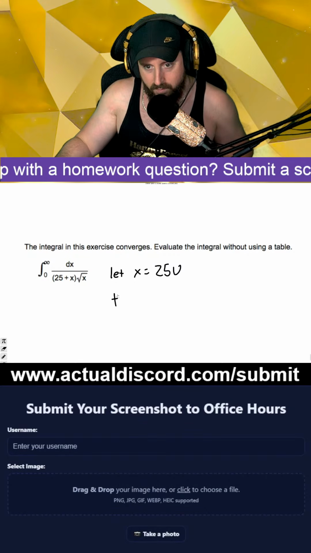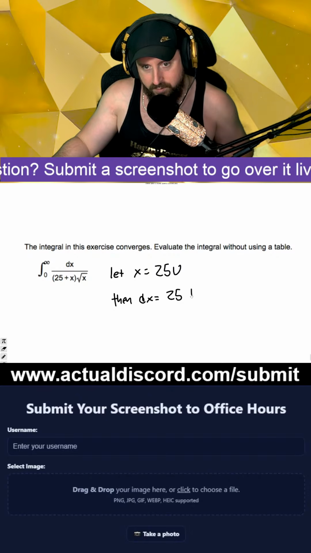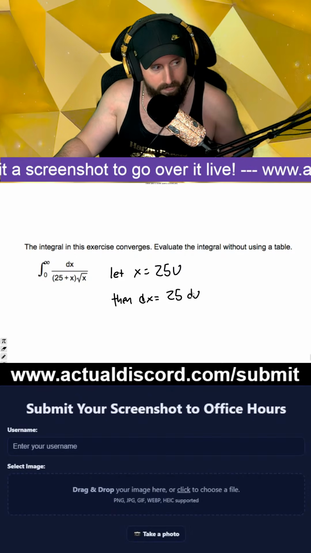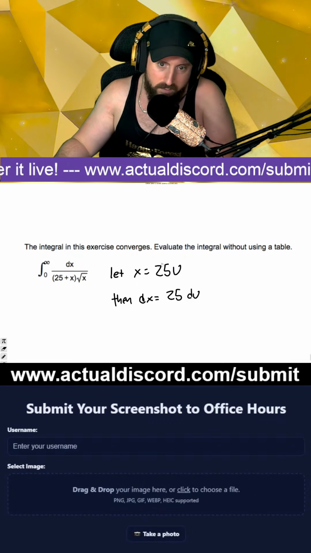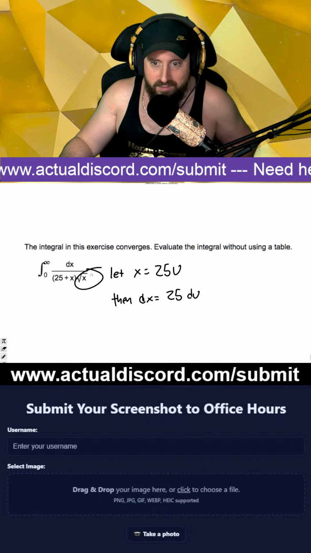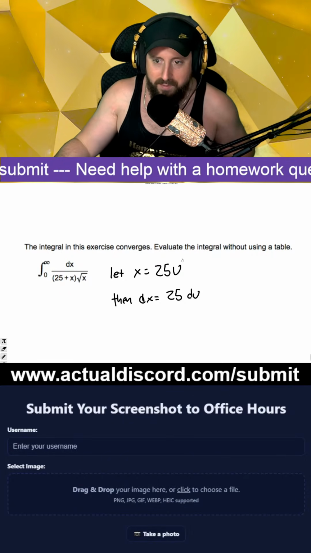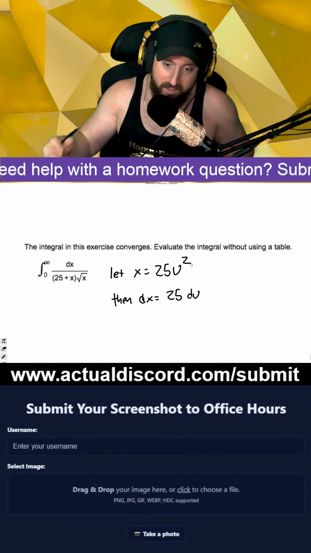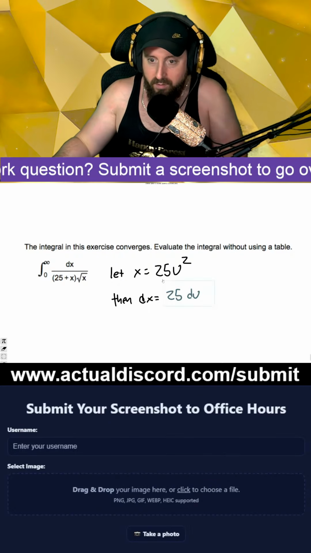Then dx is equal to 25 du, right? No, but then I have the square root of 25u. I don't like the square root. Okay, wait. Let's make this 25u squared, because I really don't like the square root on the bottom. It's messing everything up.